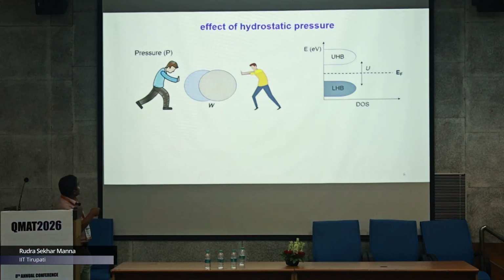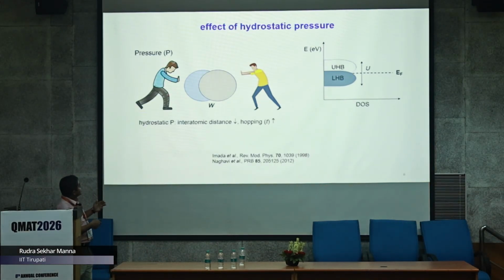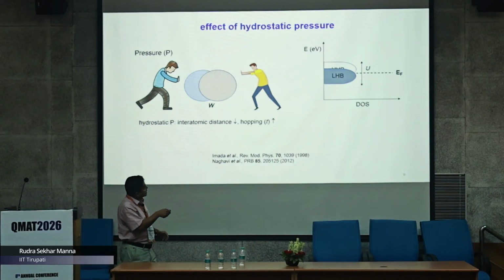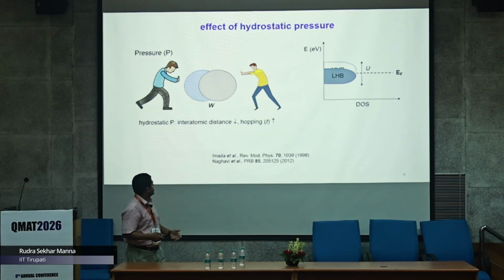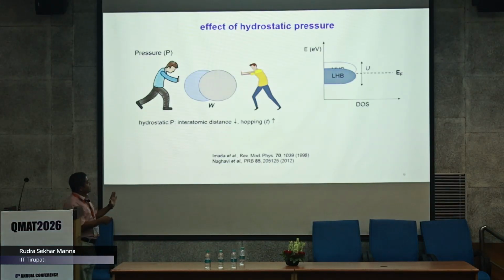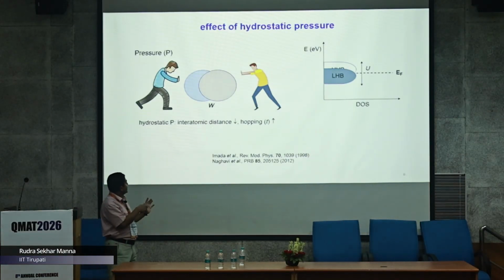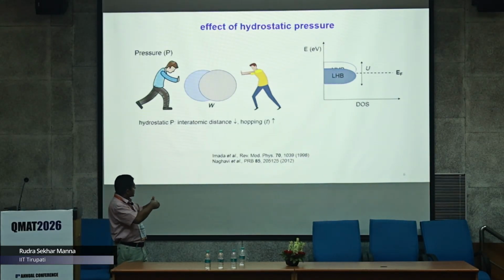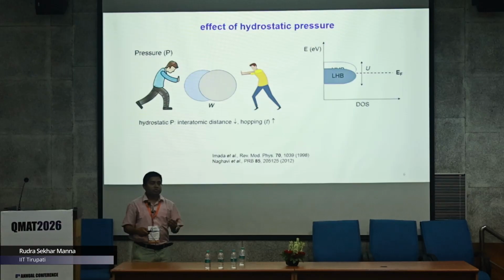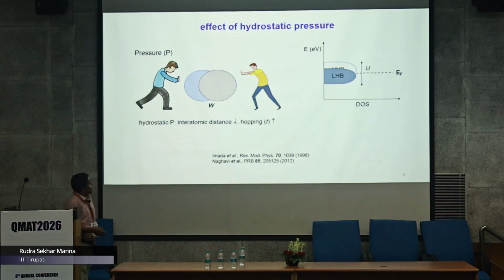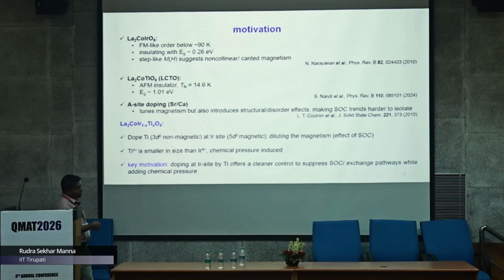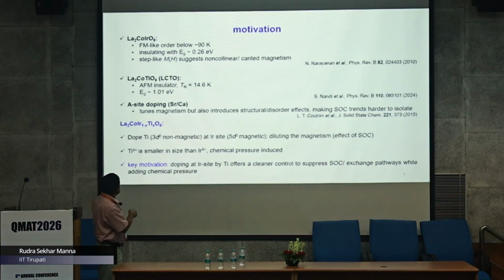So in that case you can apply pressure. In that way you can close the gap, and then you can get a metallic transition. This is the interesting thing, the systems we are interested in. By using hydrostatic pressure, you can make the interatomic distance shorter, and in that way hopping can be larger, so that electrons can hop around and give you metallicity.